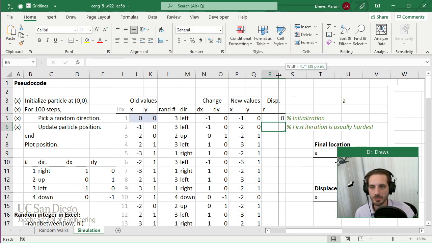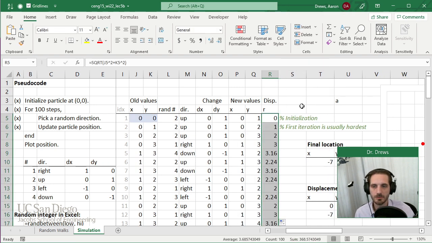And then I can double click to autofill that all the way down through the bottom, which if you think back to a last lecture, that's a style of iteration, right? We're going through and calculating the same thing over and over and over again, just for slightly different conditions.